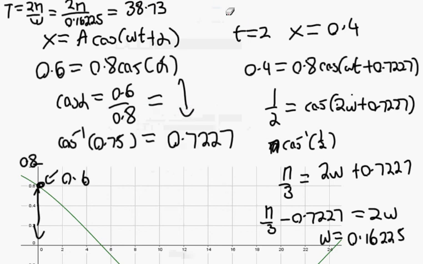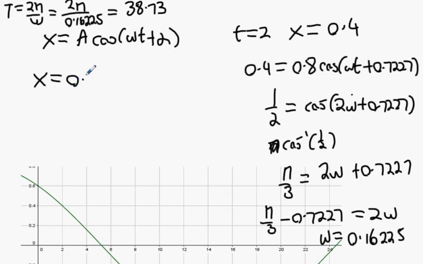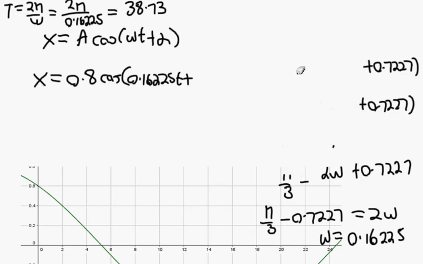What we're going to get next here, guys, is this. I've actually answered the question for part 1, but I'd just like to go one step further. If I write this down here, it's 0.8 cos 0.16225 t plus my alteration, my alpha value of 0.7227. Now, everybody cool with that?